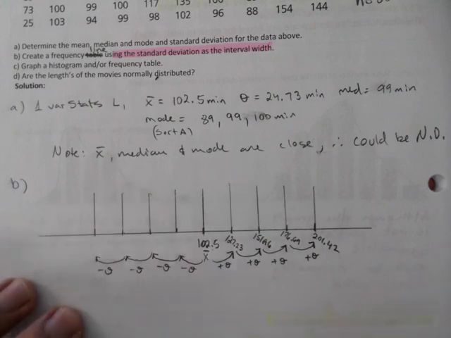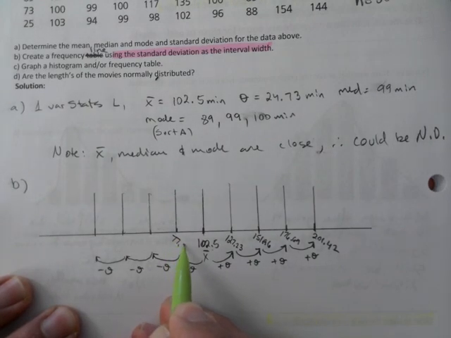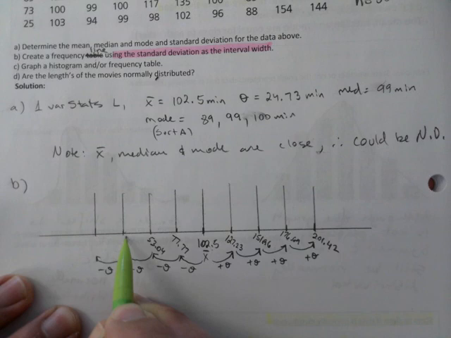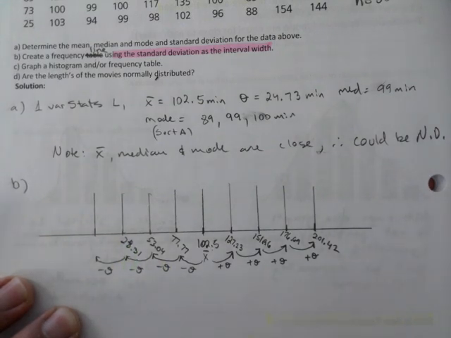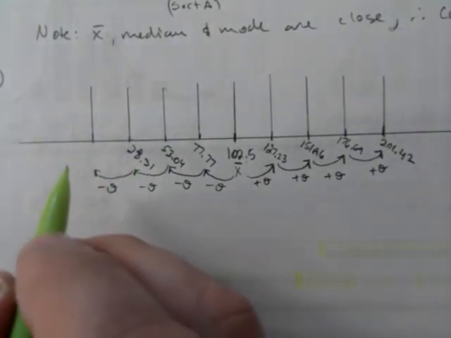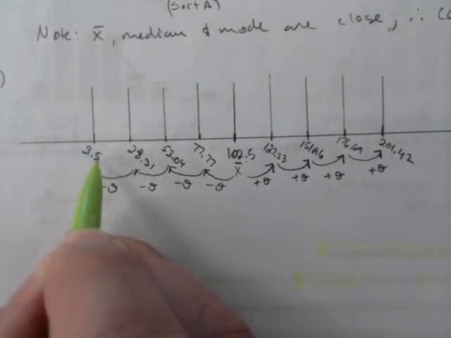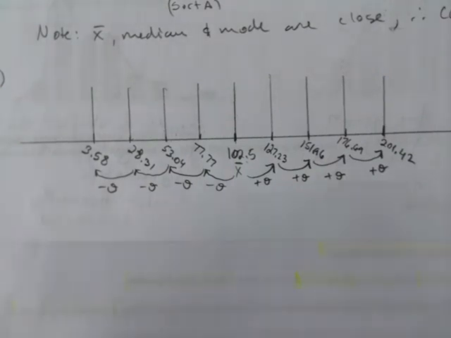And to save you the trouble, I'm just going to give you the answer. So 77.77, and then it's 53.04, and then it's 28.31. I'll zoom in a bit here for you. 28.31, and then it's 3.58. There we go.